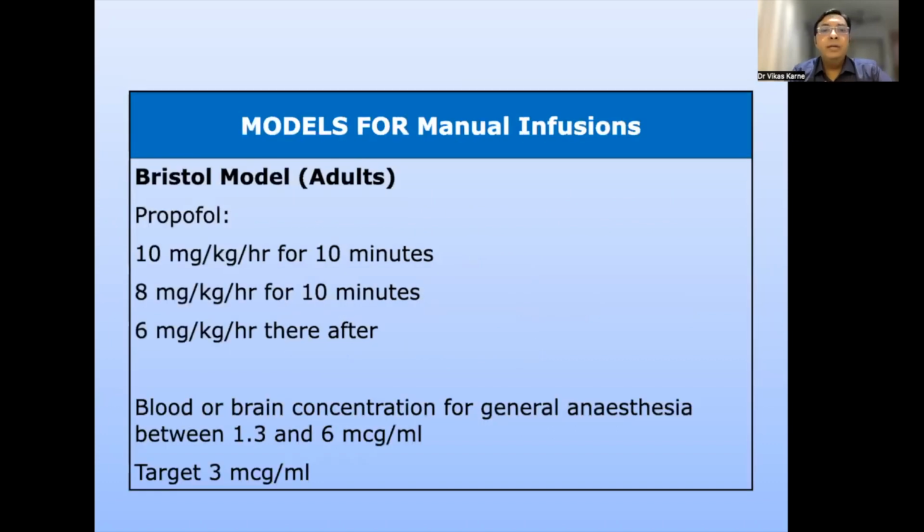So coming to the manual infusion for propofol, if we see in an adult patient, the Bristol model was recommended and it is still being used where TCI or TIVA pumps are not available. So we use propofol in a dose of 10 milligram per kg per hour for 10 minutes. This is after the induction dose of 1.5 to 2.5 milligram per kg, followed by 8 milligram per kg per hour for 10 minutes, and thereafter it is 6 milligram per kg per hour. With this, the blood and brain concentration for general anesthesia achieved is expected to be between 1.3 to 6 microgram per ml, and our average standard target is 3 microgram per ml.